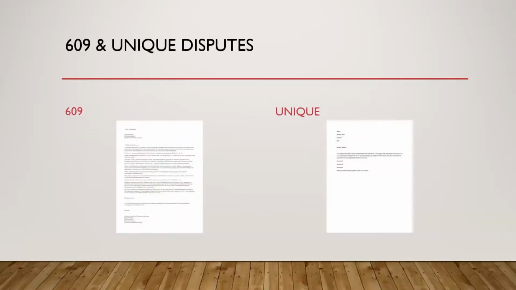Okay, so first we're going to start with the 609, and that's versus unique disputes. On the left, you have the 609 template. And on the right, you have a unique dispute. Now, the difference between the two of them, and you can see this without me even clicking on either of these, is that the left one is super long. It probably says a bunch of BS. And the one on the right is very short and to the point. It just says account A, B, C, this is the reason, and that's it. You print it and you send it, okay?